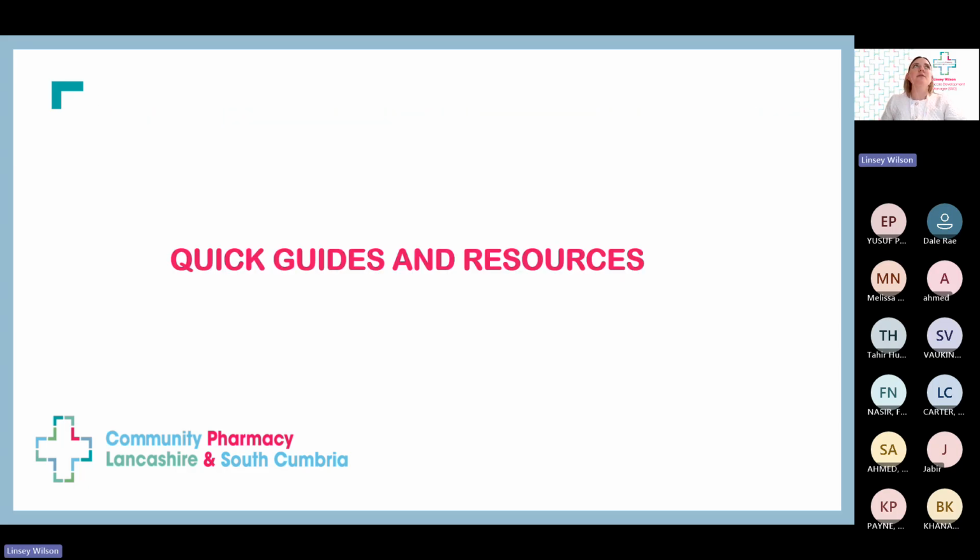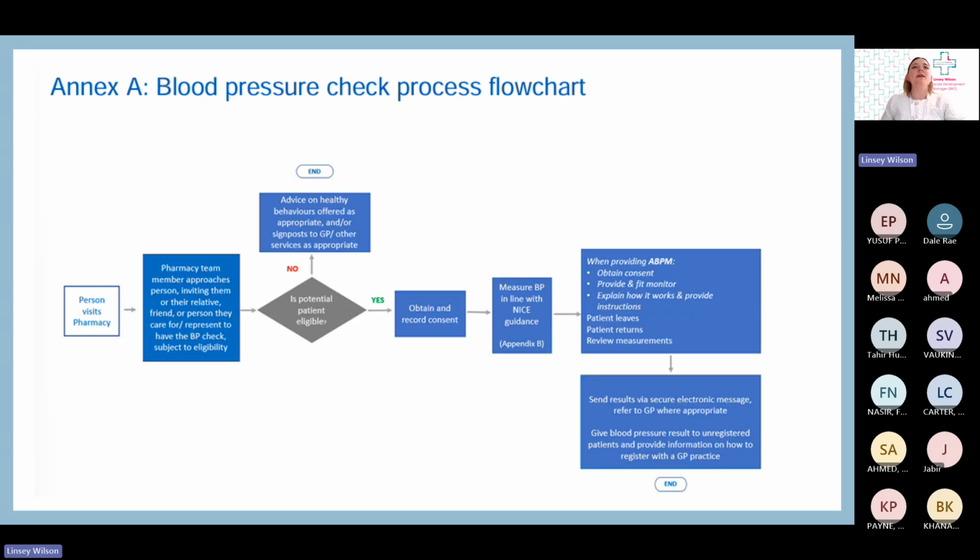So I've mentioned a couple of times about popping things on the wall or saving them on the desktop. These are some resources from NICE guidance that, as I said, you can download and print, but if you visit the link directly, and we're going to pop some links in the chat again, there are lots of interactive versions as well, where you can say, right, this patient is here, this is their blood pressure, and it will guide you through the process flow.